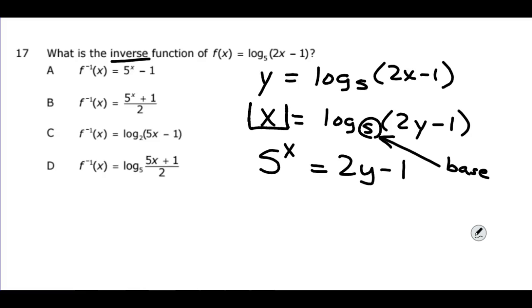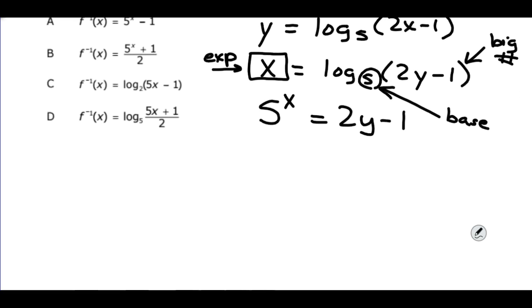This value that I'm putting a square around, that's your exponent. And then this value is your big number. It's just your big number that's going to be all by itself. So now we need to solve this for y. Solving this for y is a very simple two-step process that we need to do here.